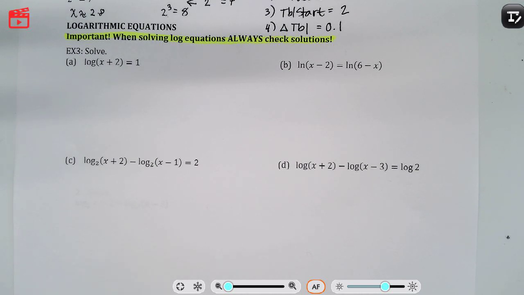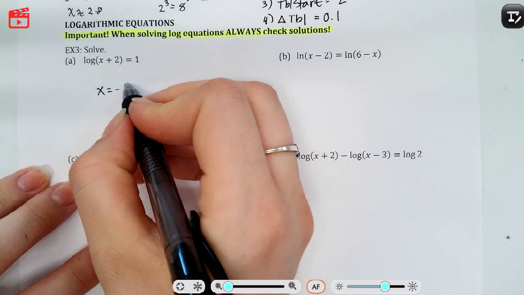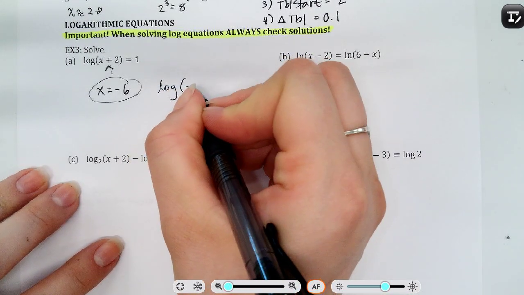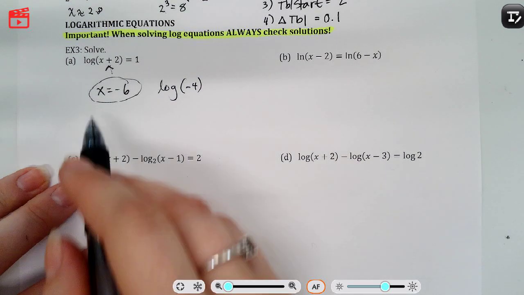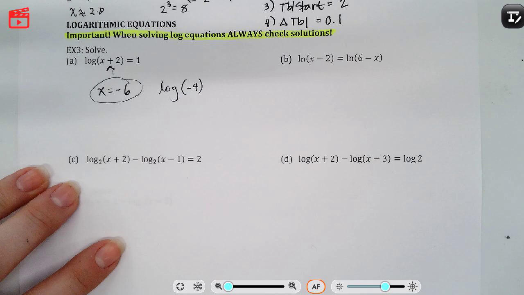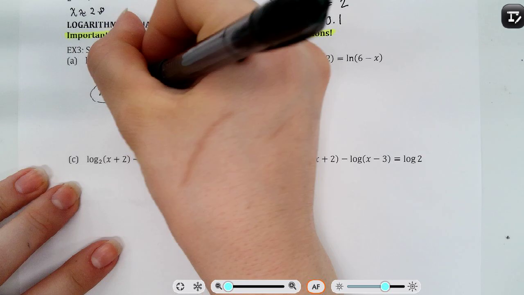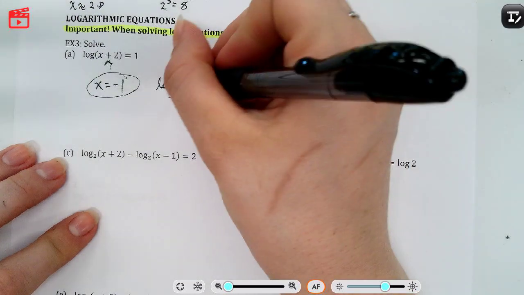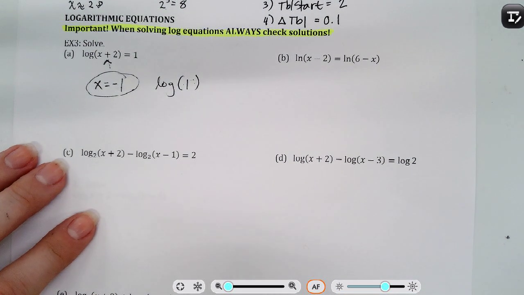So we need to make sure when we get an answer, for example, if I got an answer of x equals -6, and if I plug that into here, that would make my argument -4, which I cannot have. So that x equals -6 would be extraneous. But you have to be careful, because sometimes x can be a negative number. If I had x equals -1 and I plugged that into my argument, I'd actually just get log 1, which is okay. We just have to make sure it doesn't make my argument negative, okay?